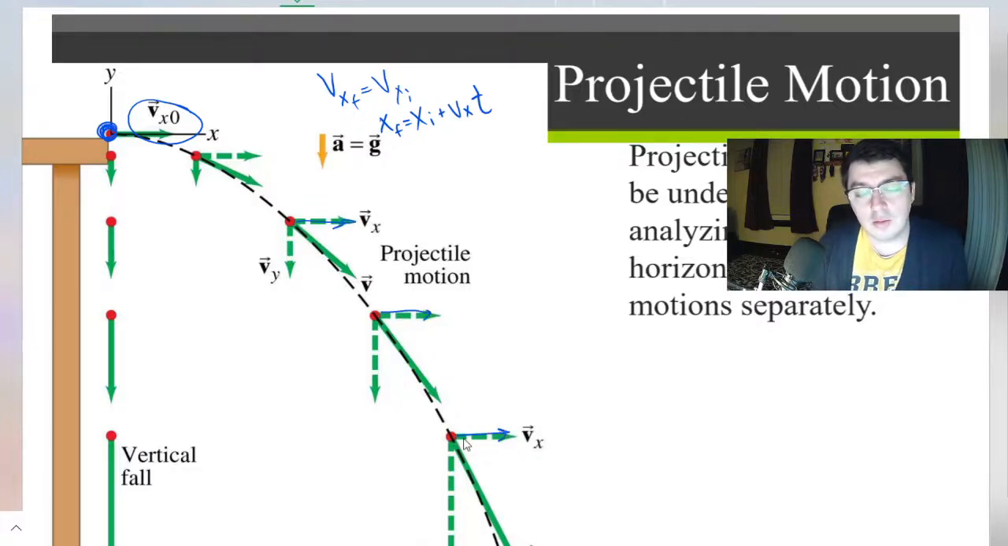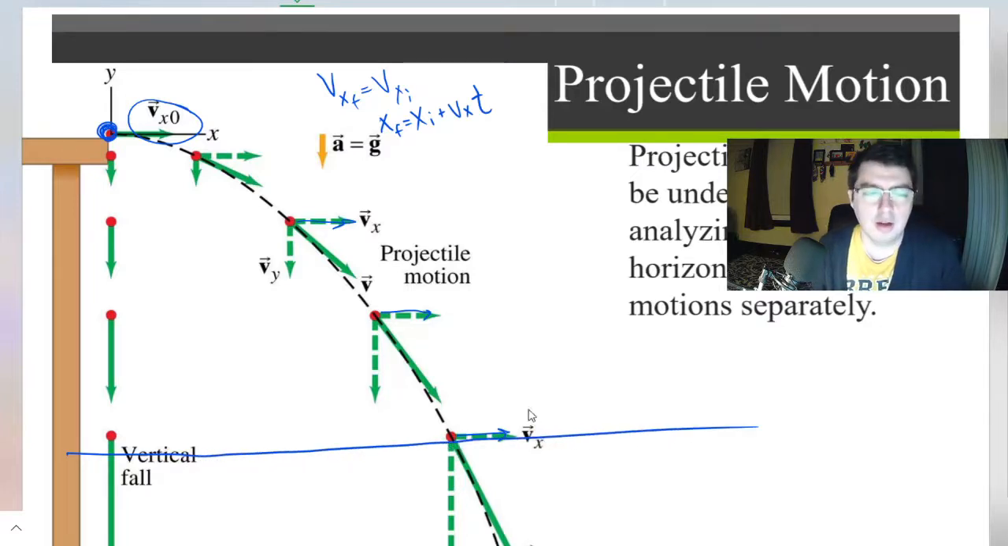Now, in the y direction, we have all of our equations for accelerated motion that describe what's happening there. We see that the y velocity starts out as 0. Initially, we were only moving horizontally. The y velocity starts out as 0 and gets bigger and bigger at each instant. Let's imagine that the floor is right here. This will save me from having to redraw the picture.